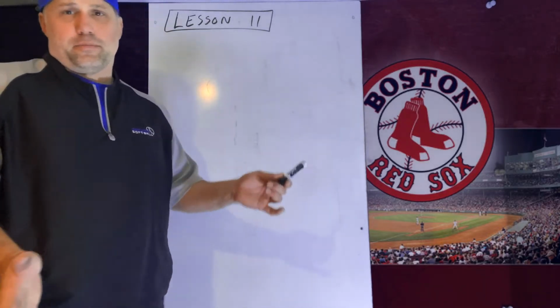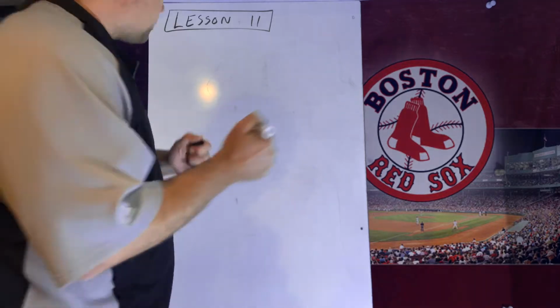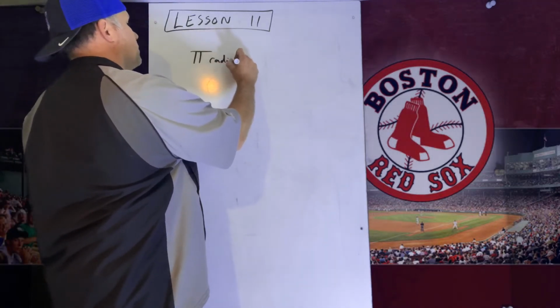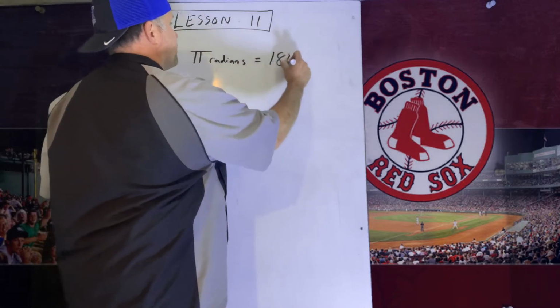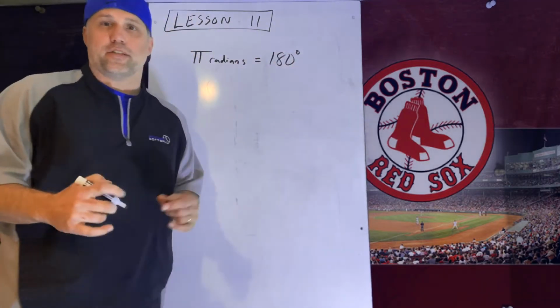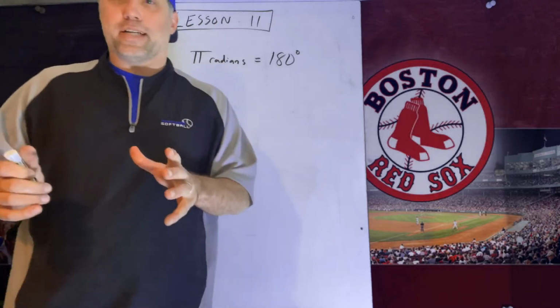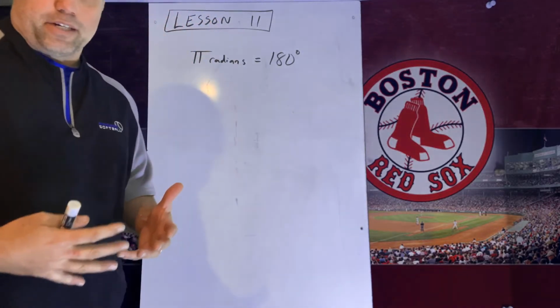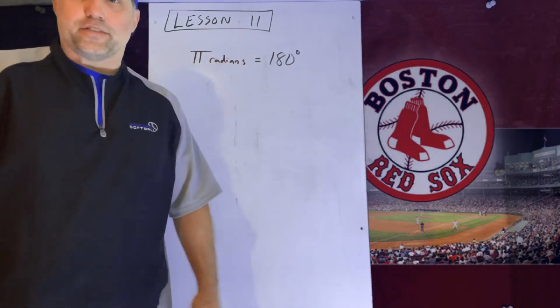So what's the connection between radians and degrees? Well, here's the connection. For every pi radians, there is 180 degrees. That's the conversion between the two. Pi radians, we all know pi, 3.14, and so on. If you take that many radians, it's going to equal 180 degrees.